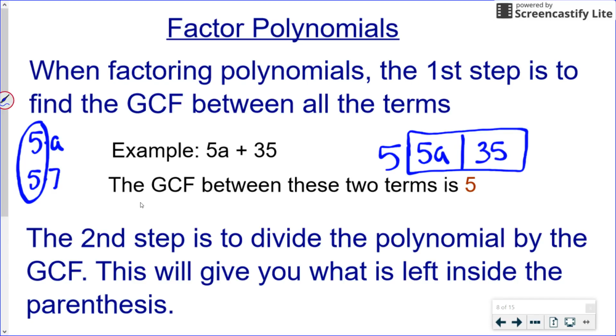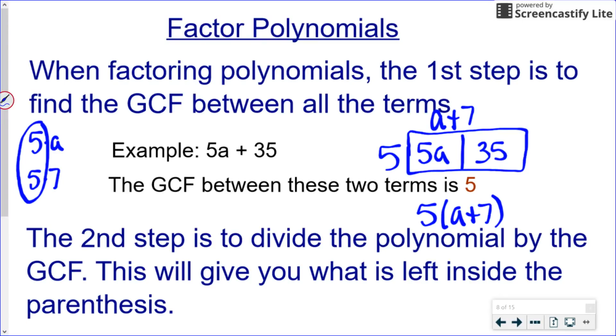So if I divide off the 5, I need to figure out what do I have left. So doing the division just like we did with this last test, 5 times what gives you 5A? That would be A. 5 times what gives me 35? 5 times 7 gives me 35. So as he says down below, your answer would be 5 times A plus 7.